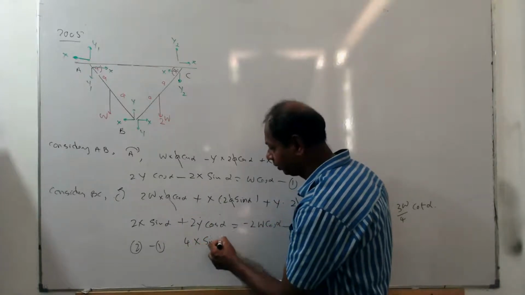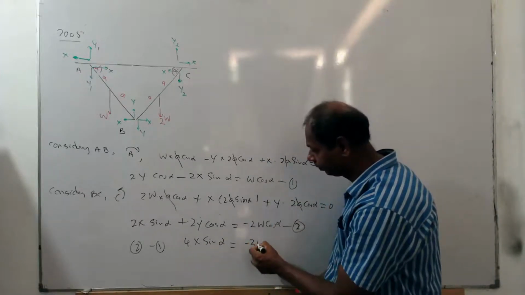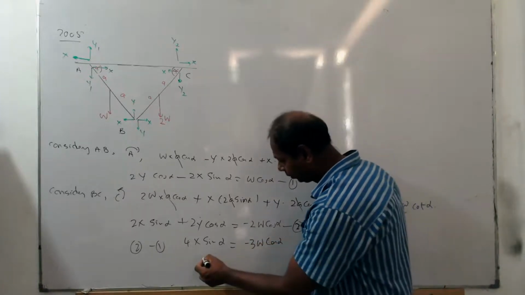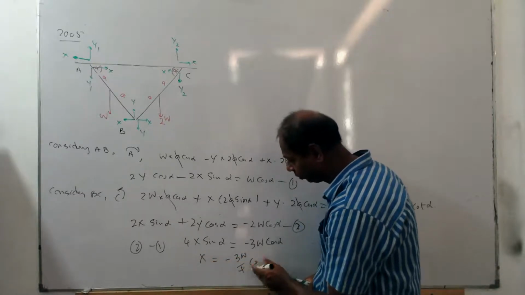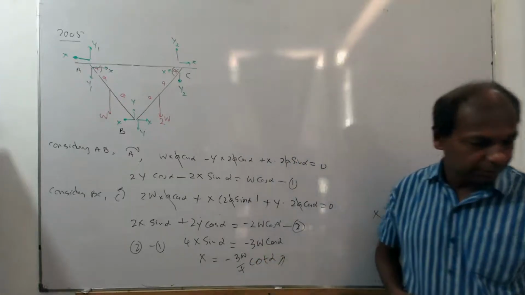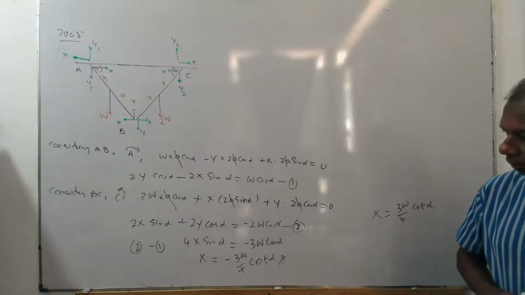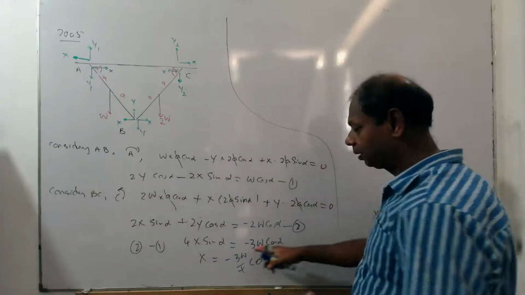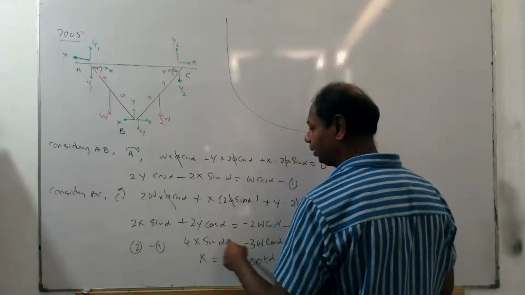4x sin alpha equals minus 3w cos alpha. 2 minus 1, right? Minus 3w cos alpha. So x is equal to minus 3w over 4 cot alpha. But the given answer has a plus sign, and that's determined by the direction. So the magnitude is 3w over 4 cot alpha. Then the direction. Then find y.